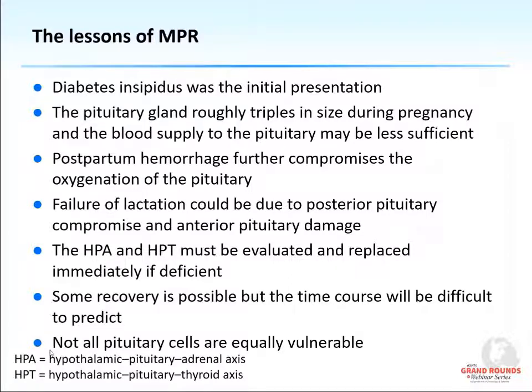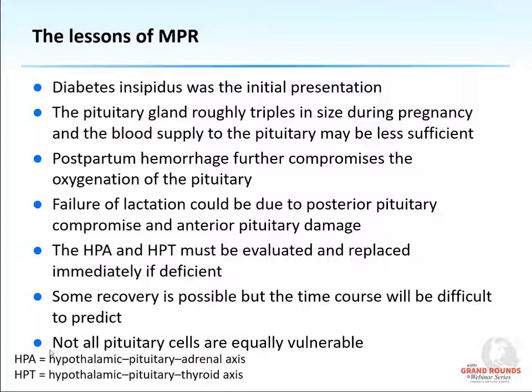The pituitary gland roughly triples in size during pregnancy, and the blood supply may be less than sufficient even during pregnancy. Likely, the postpartum hemorrhage further compromised the oxygenation of the stalk and the pituitary, and the failure to lactate could well be due to more than just posterior pituitary compromise from oxytocin damage.